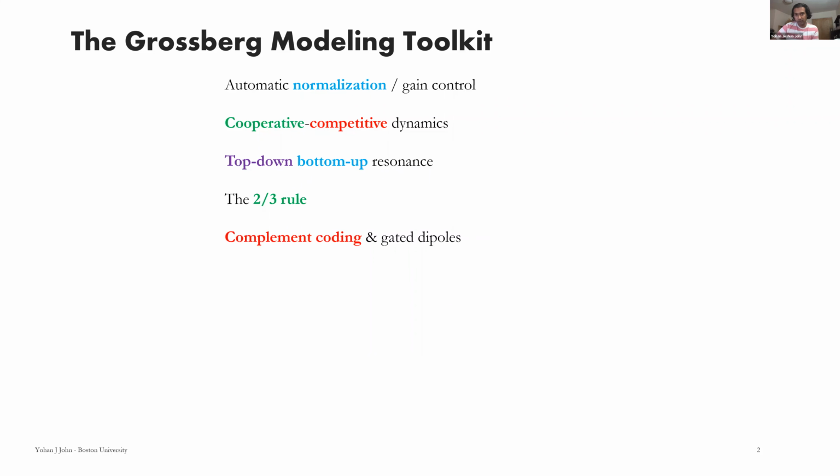Complement coding is another big one. So representing a thing and the 1 minus that, the complement of that. And gated dipoles are a version of that that has interesting temporal dynamics involving rebounds, and gets a lot of mileage out of that and becomes quite useful for resetting.